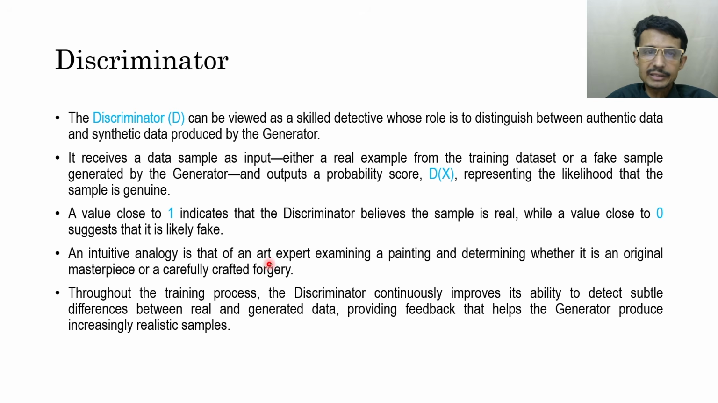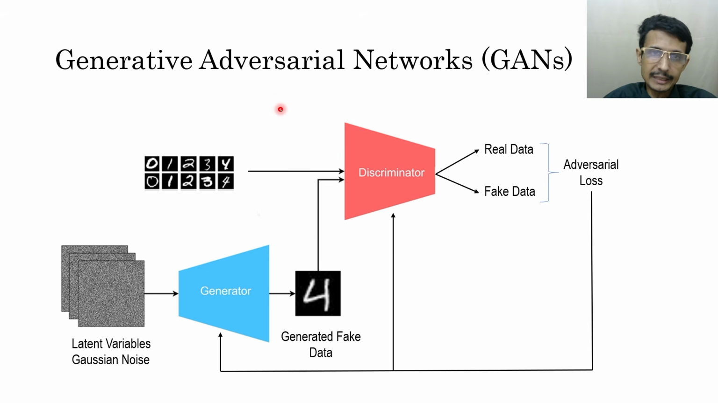So an intuitive analogy is an expert examining a painting and determining whether it's the original masterpiece or a carefully crafted portrait. Throughout the training process, the discriminator continuously improves its ability to detect subtle differences between real and fake, providing feedback so that the generator produces increasingly realistic samples. One thing is very important to understand here: both neural networks are improving by this loss function.